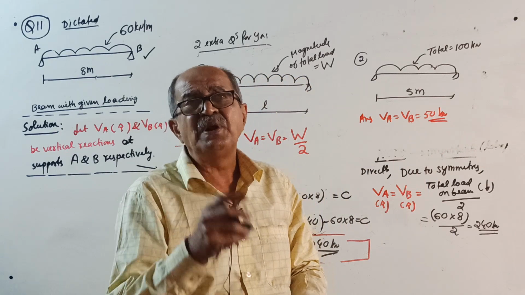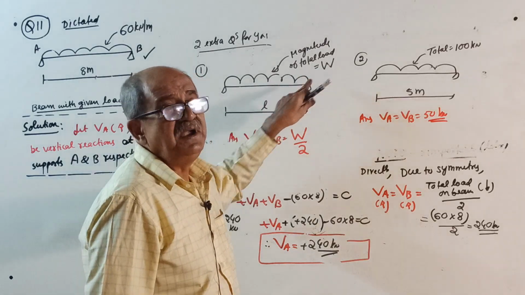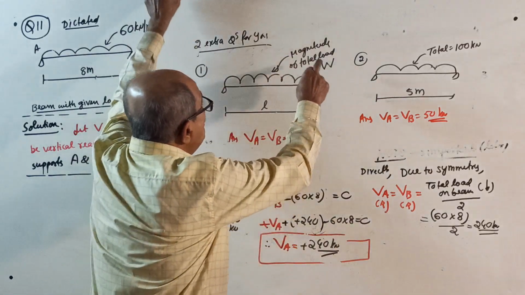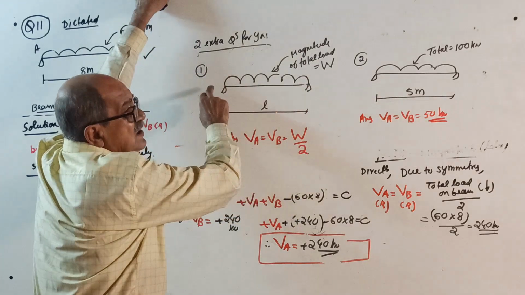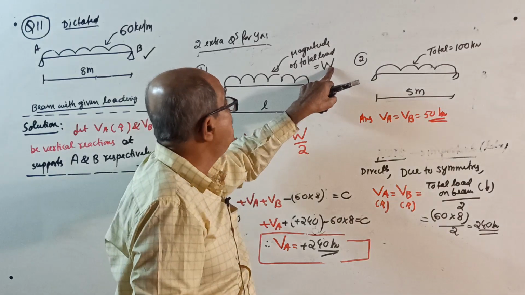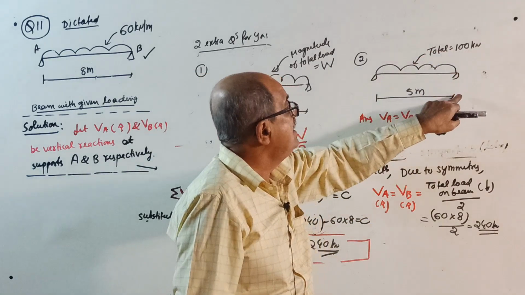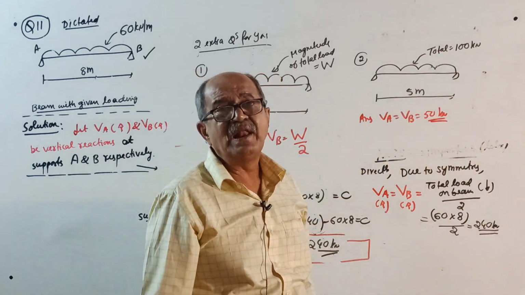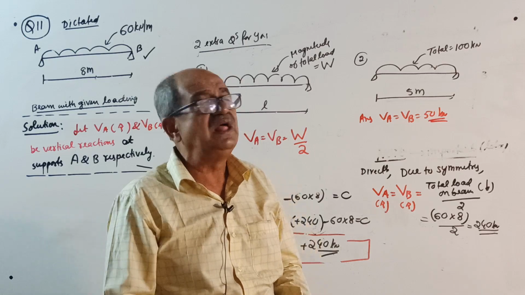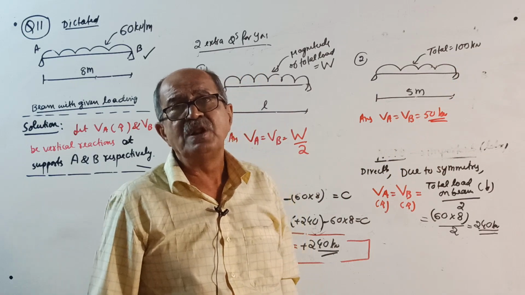If you are very much particular about intensity, you take intensity as W divided by L. See, load W is distributed for length L. So load per unit length should be W divided by L. Here, 100 kilonewton load spread for 5 meter length. So load per unit length will be 100 divided by 5 equal to 20 kilonewton per meter.